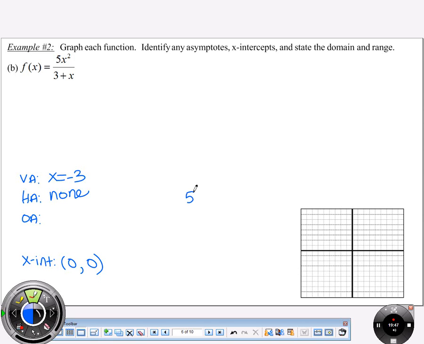Okay? So we have 5x squared being divided by, and I don't want to write it as 3 plus x. I kind of want everything in nice order so everything lines up right. So I'm going to write it as x plus 3. Okay?